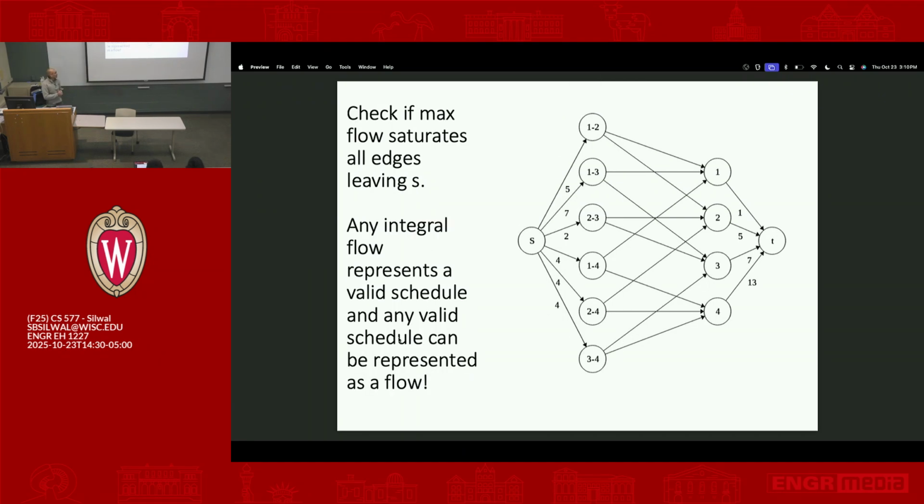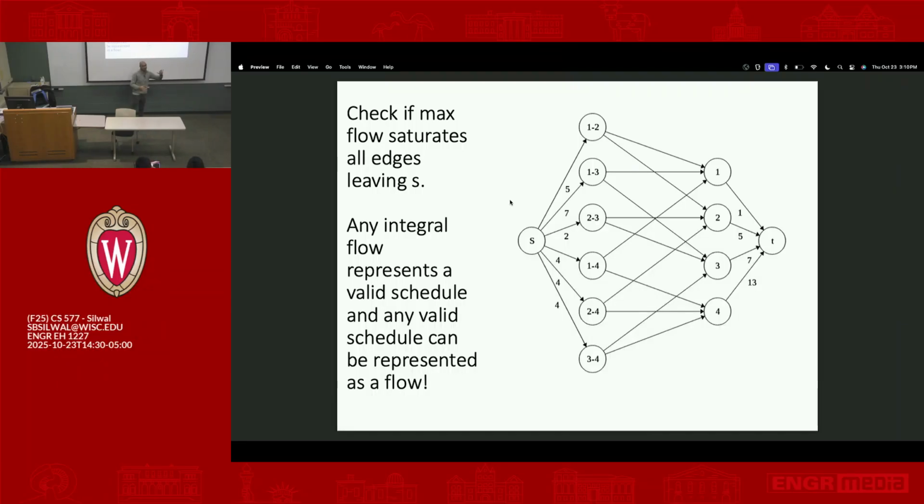So then what are we going to do? We're going to run max flow from S to T, and we have to check, is every edge leaving S saturated? If it's saturated, then there is a way to assign wins and losses. If it's not saturated, then this schedule is not possible. It's saying that if I give out one more game to this pair, someone is going to cross the threshold. I'm screwed.